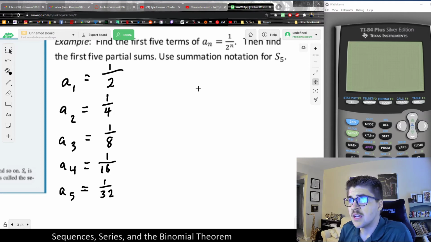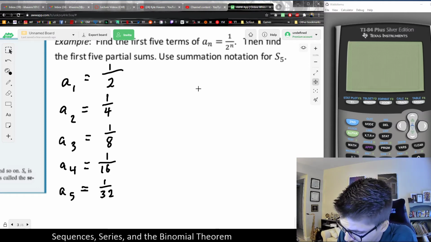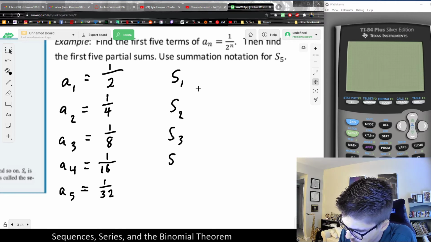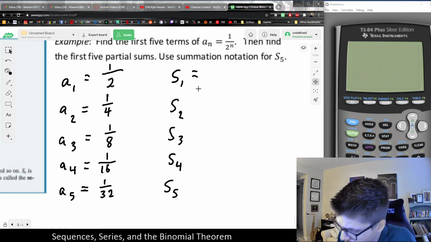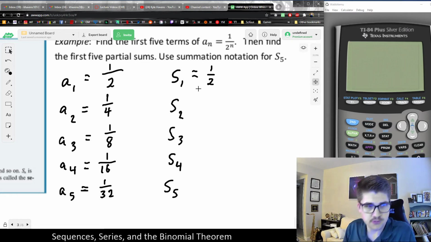Here's our sequence. So now let's look at the partial sums: S1, S2, S3, S4, and S5. Again, that would just represent the sum of all of the terms up until that point. And S1 is always equal to just the first term because it's the sum of the first 1 terms.